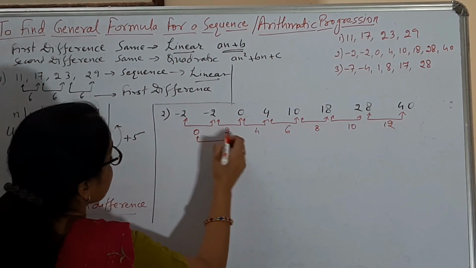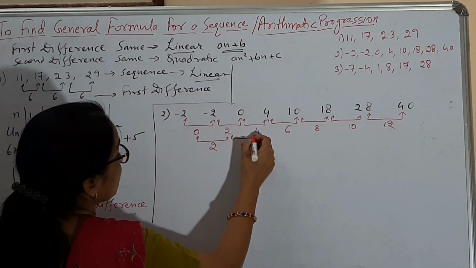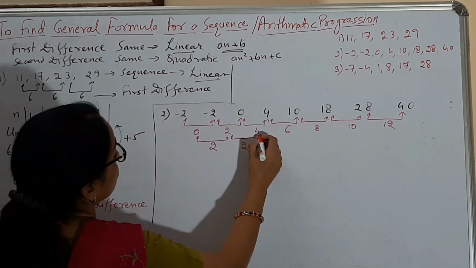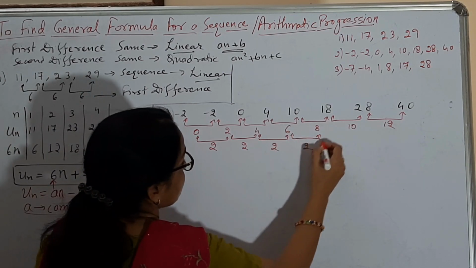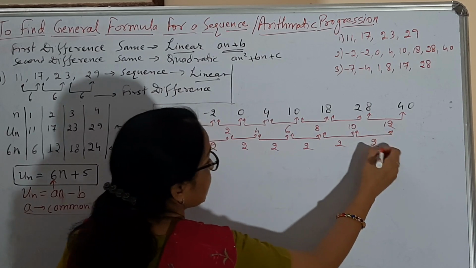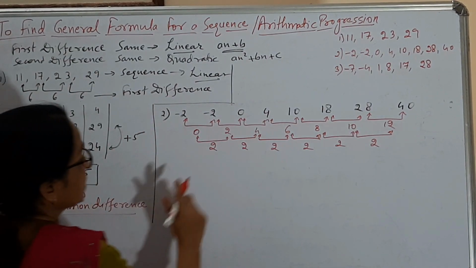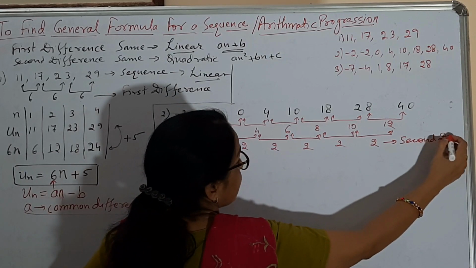Now let us take the second difference. 2 minus 0 is 2. 4 minus 2 is 2. 6 minus 4, 8 minus 6, and so on. We will be getting our second difference the same. Okay? So our second difference is the same in this case.